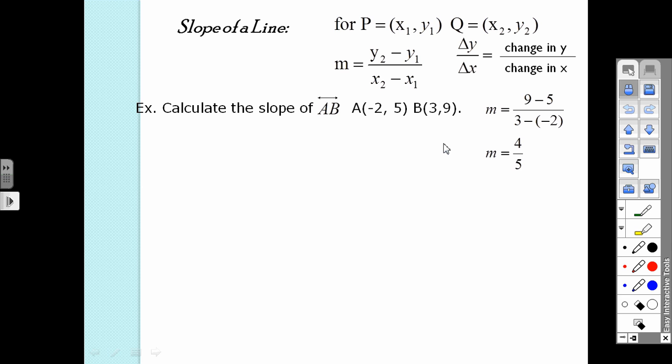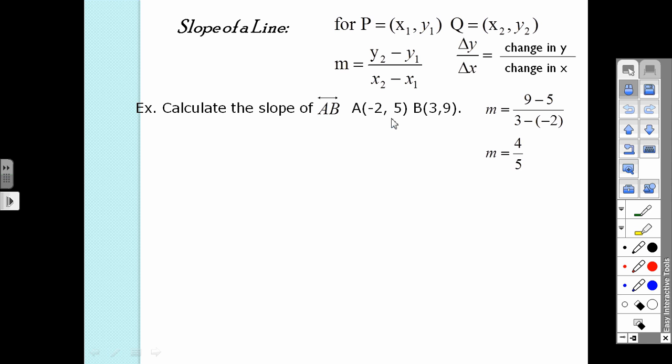Okay, so just be really careful. A lot of mistakes can be made here. First of all, people will try to subtract the x coordinates and put them over the y coordinates. So they'll do the x over y. So that's a common mistake. Another mistake is getting the order wrong. So like they would do 9 minus 5, and then by mistake they would do -2 minus 3.